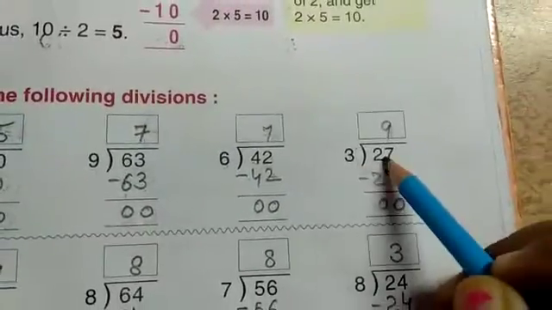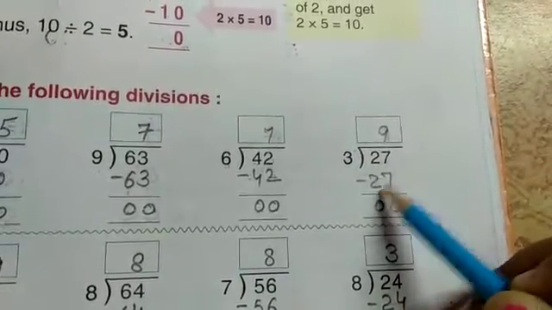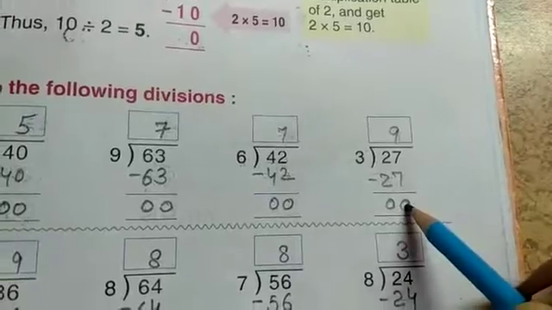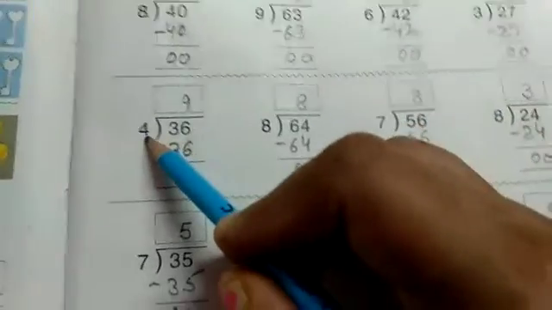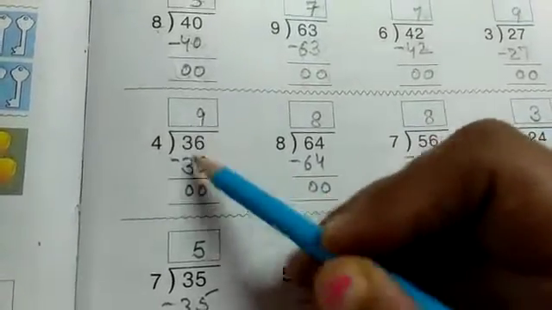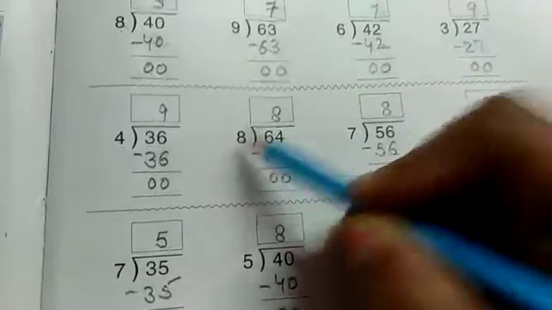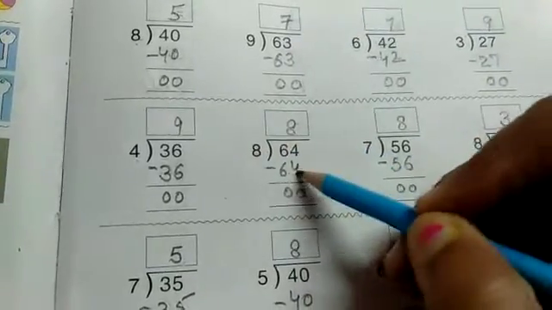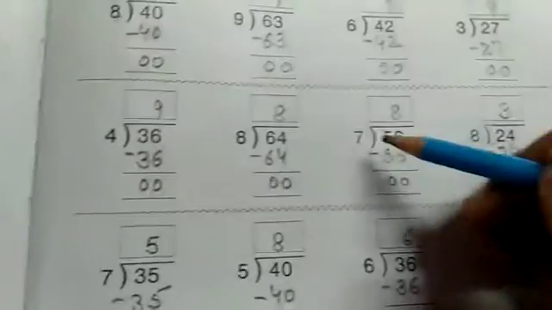Again, 27 divided by 3. Okay, 3 9s are 27. You have to say the table of 3 in your mind. 3 9s are 27 and you will get 0 0. Moving on to next, 36 divided by 4. 4 9s are 36. 6 minus 6 is 0. 3 minus 3 is 0. Okay. 64 divided by 8. You have to say the table of 8 in your mind. 8 8s are 64 and you will get 64 minus 64 is again 0.